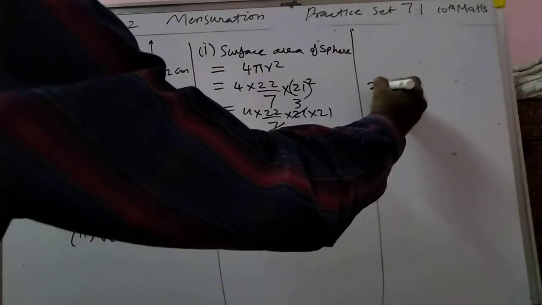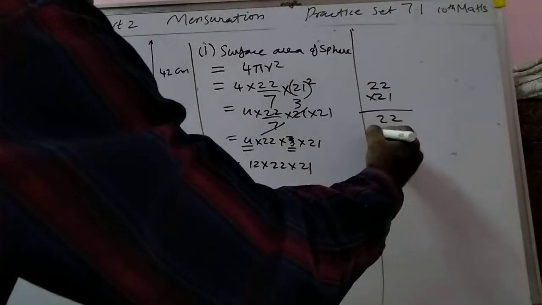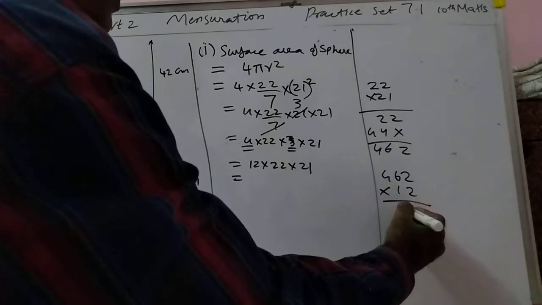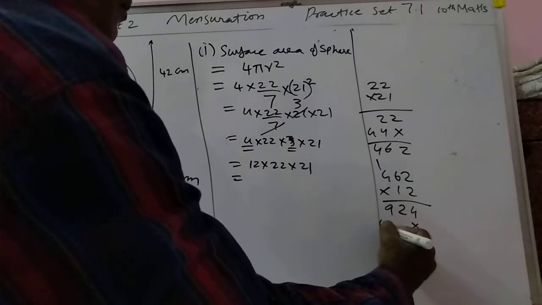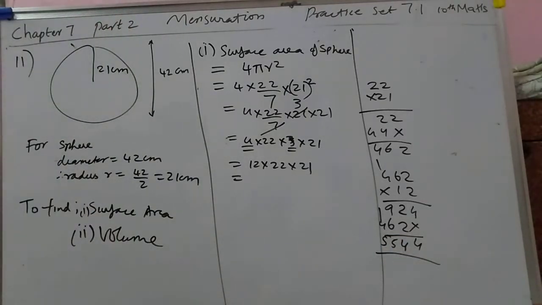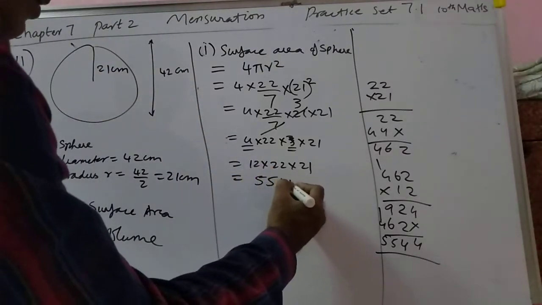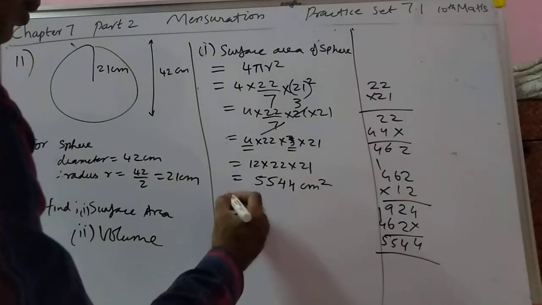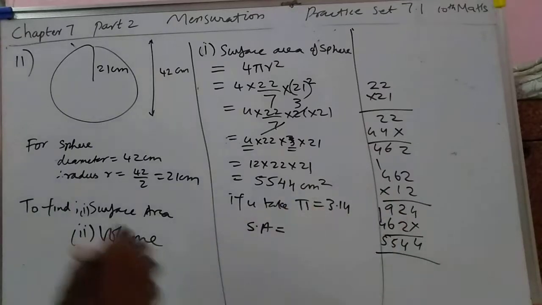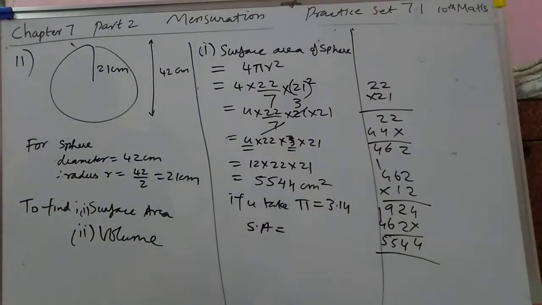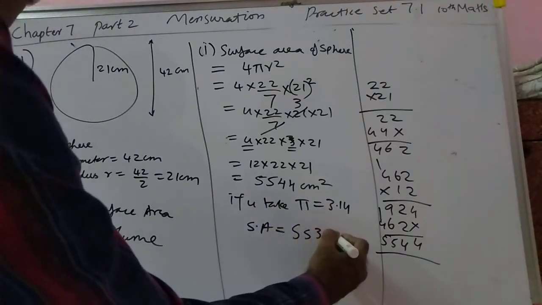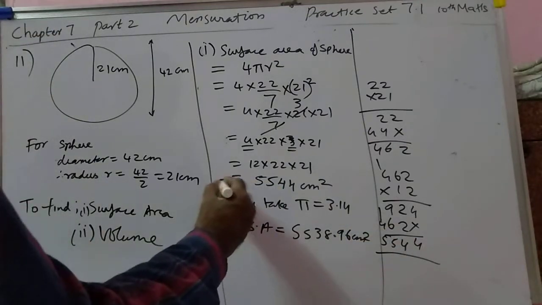You have to calculate this. 22 into 21, so 462 into 12. That will become 5544, so that is equal to 5544 centimeters square. But if you take pi is equal to 3.14, then you will get a different answer. Then the surface area will be 5538.96 centimeter square. But do this.